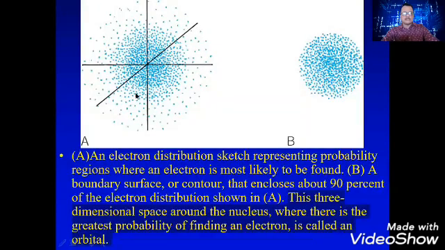So here what I am trying to show: this is the nucleus, and these are the regions where there is a probability of finding the electron. The dot may represent the position of the electron. So this specified region around the nucleus where you can find the probability of the electron is called an orbital.